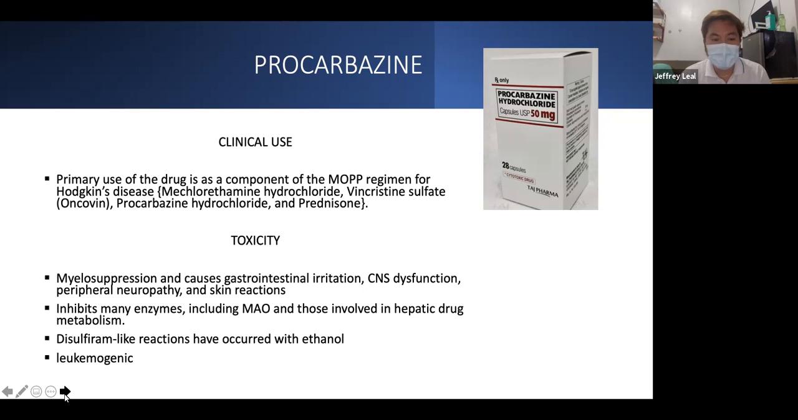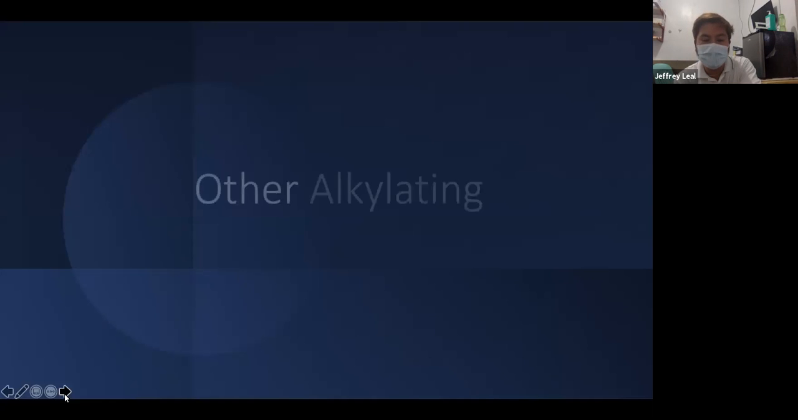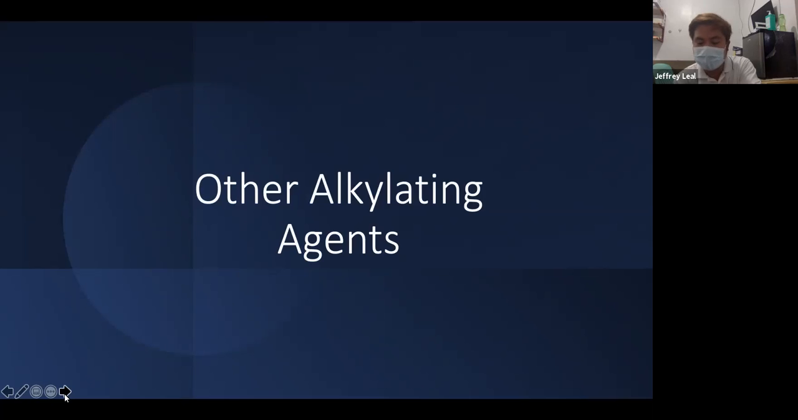And their toxicity would include your myelosuppression, GI irritation, CNS dysfunction, peripheral neuropathy, and skin reactions. Your procarbazine also inhibits many enzymes, including your monoamine oxidase, and those that are involved in the hepatic drug metabolism. They are also leukemogenic, nagkakaroon ng leukopenia after use of procarbazine, and they can also cause disulfiram-like reactions that occur with ethanol. Okay. Now let's go to your other alkylating agents.